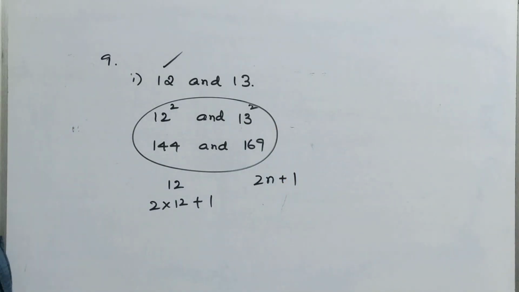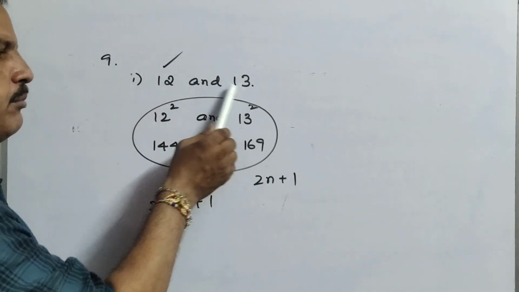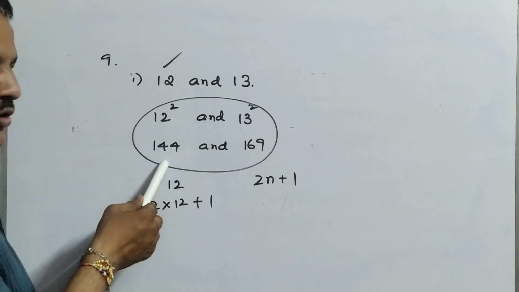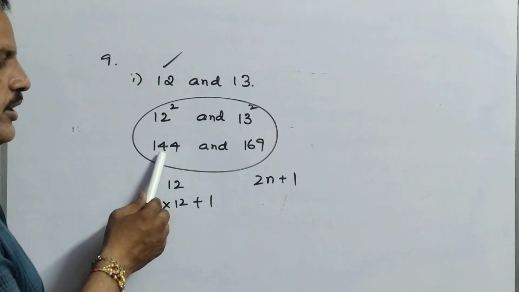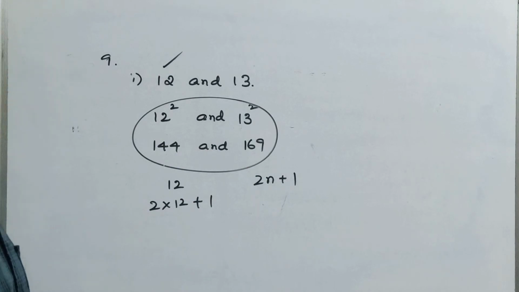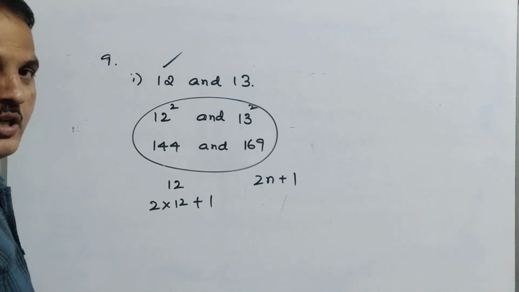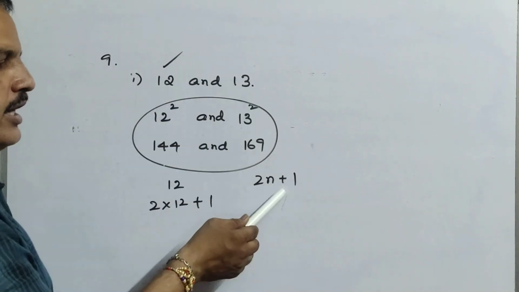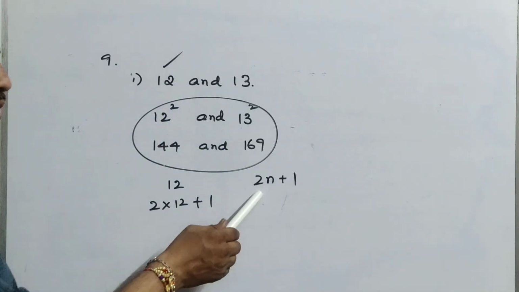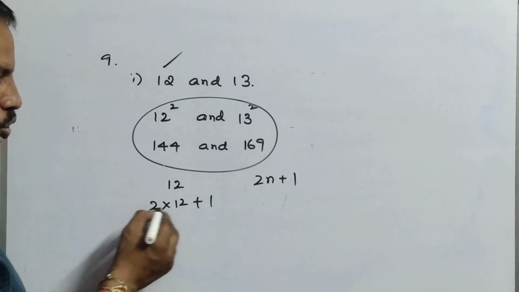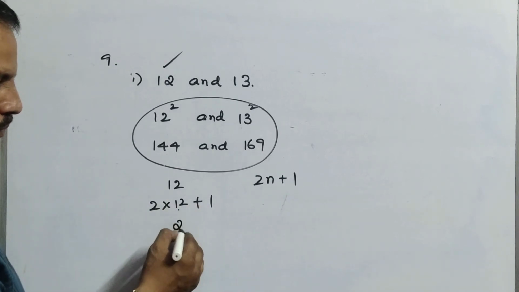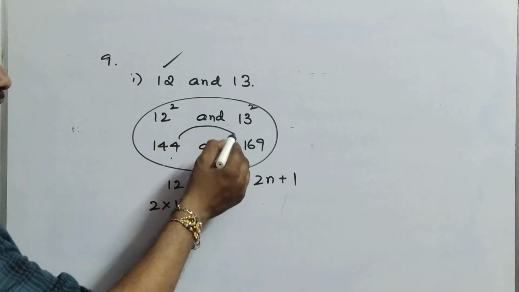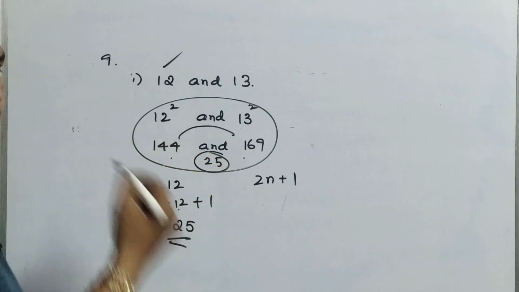That means if you want to find out the numbers between squares, 12 square means 144 and 13 square means 169, between the squares of any two numbers like this, the count is 2n plus 1, where n is the starting number and plus 1 is the rule. 2n plus 1 is a rule. That means 2 12s are 24, plus 1, so 25. That means between 144 and 169 there are 25 numbers.